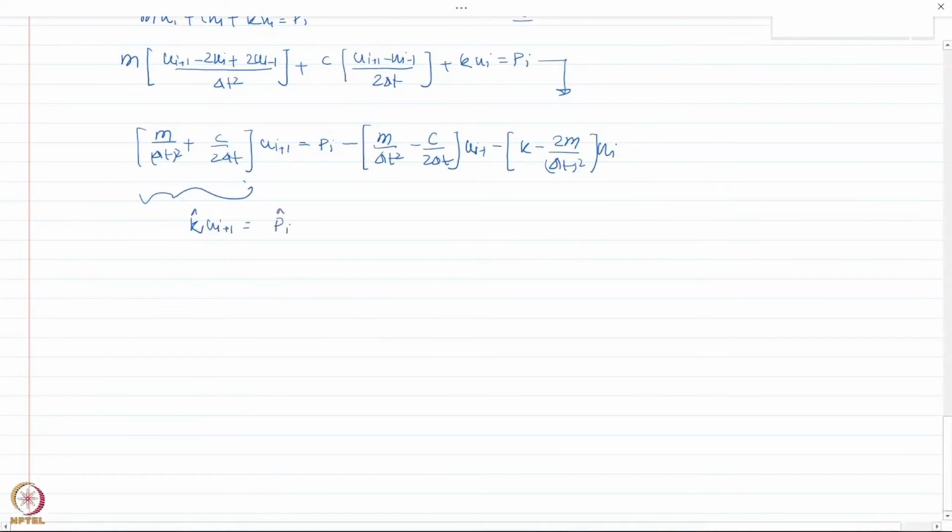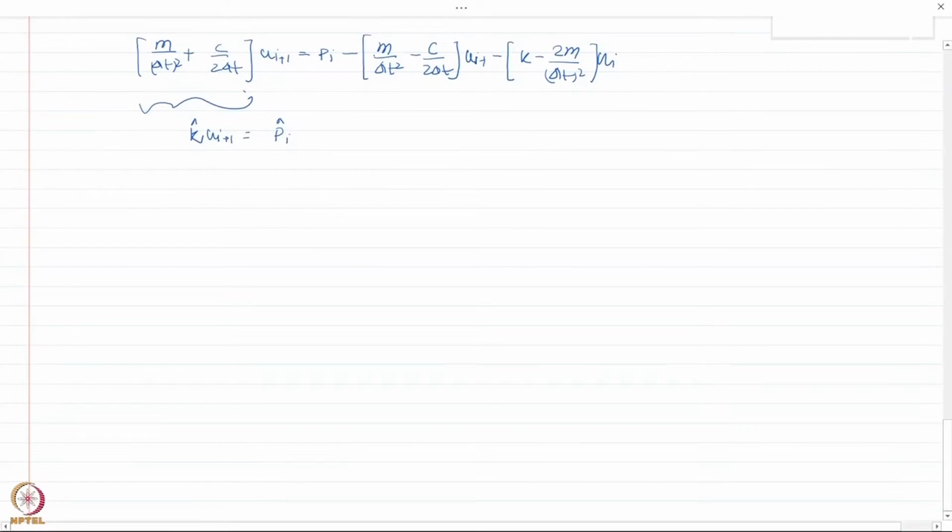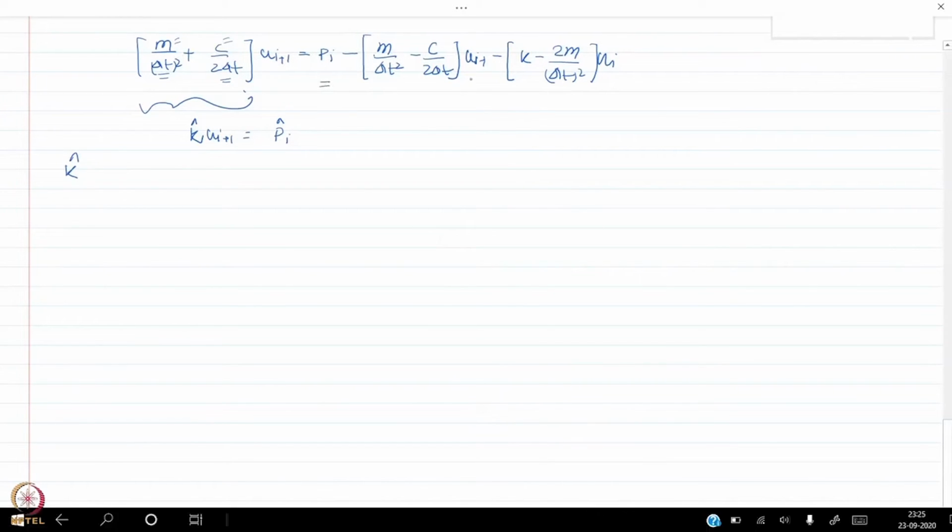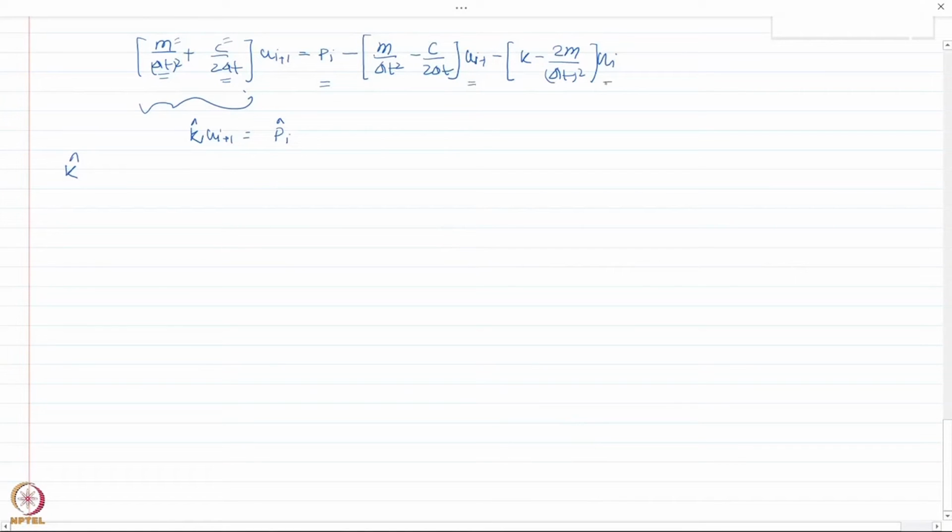Now if you look at this carefully, k hat depends on the mass and the damping of the system and whatever time step you choose. If the time step is constant, k hat needs to be calculated only once, not at each and every step, if it's a linear system. Similarly, on the right hand side, p_i is known to me from the previous step, and u_i and u_{i-1} are also known to me from the previous steps, and the other things are basically system properties that can be determined using the provided values.